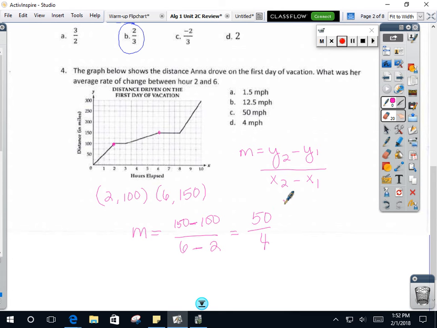You would not believe how many people circled C last year. But guys, is 50 over 4 50? Yeah, you got to do the whole thing because the bottom does not end up 1. 50 divided by 4 is what? 12.5. Make sure you divide that in your calculator.